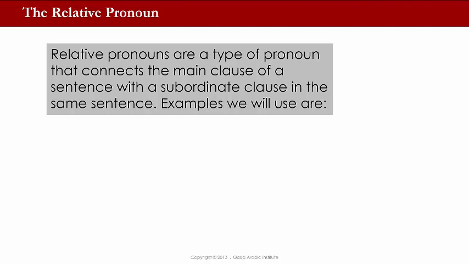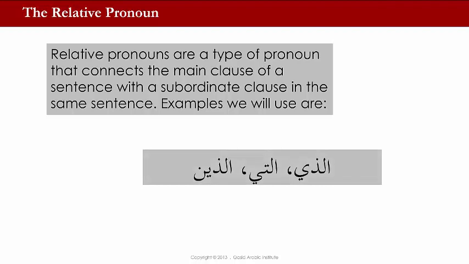Relative pronouns are a type of pronoun that connects the main clause of a sentence with a subordinate clause in the same sentence. Some examples of these relative pronouns are alladhi, allati, and alladhina, and I'm sure you've seen these before in your study of Arabic. However, here we're going to look in a little more detail at how they're used.